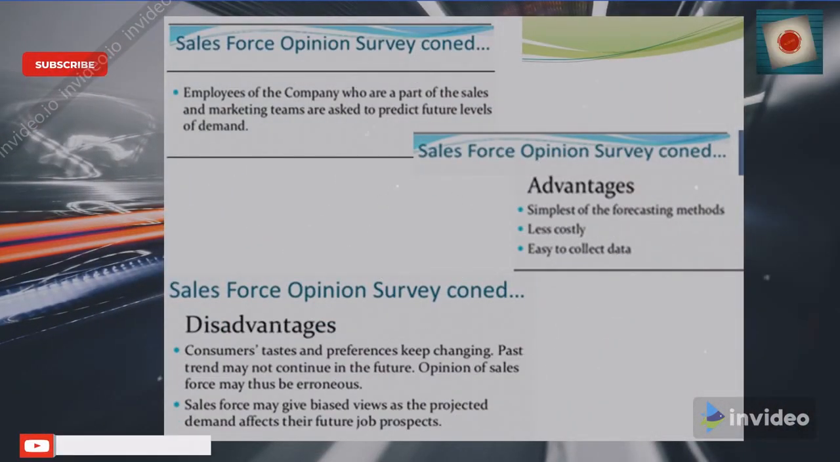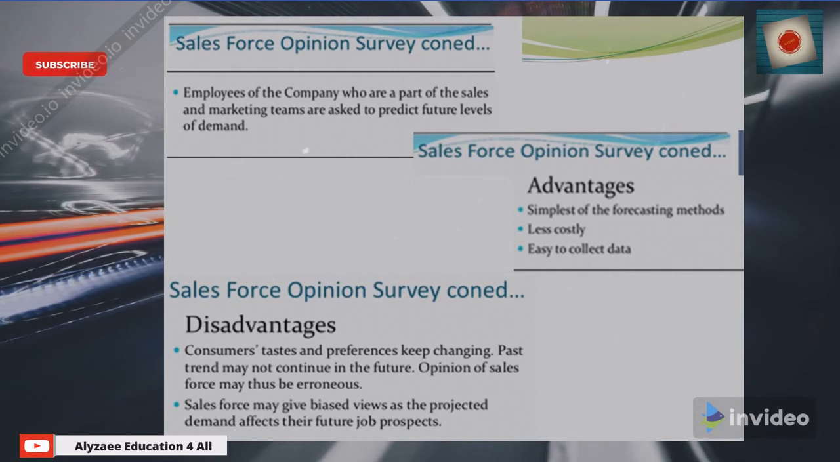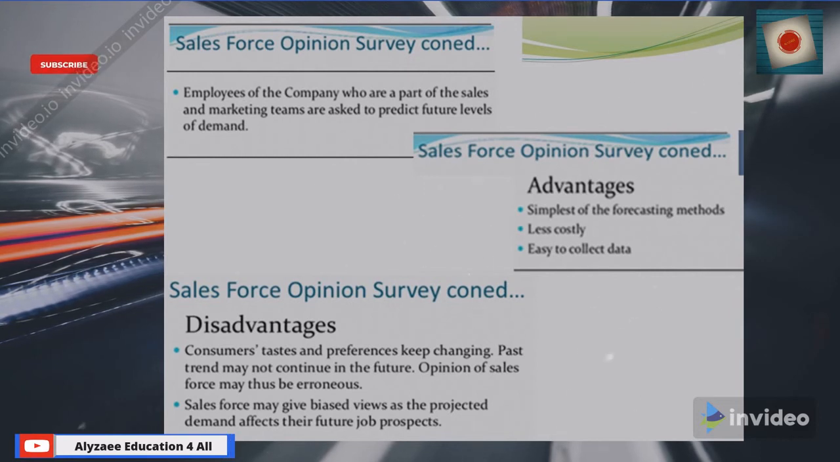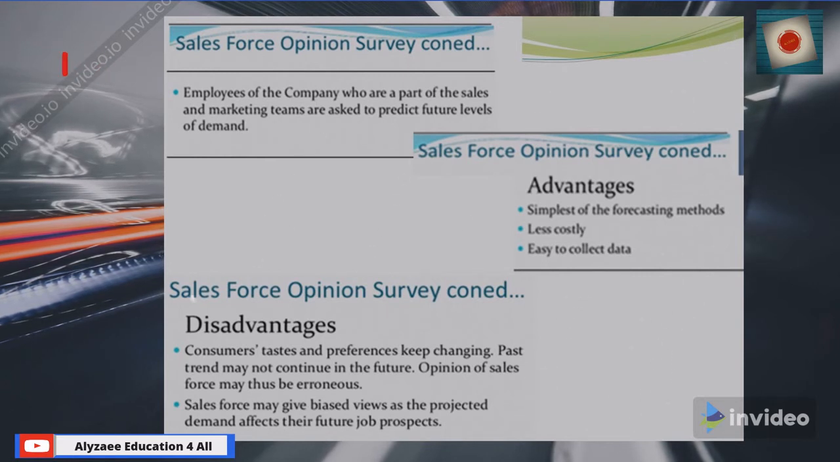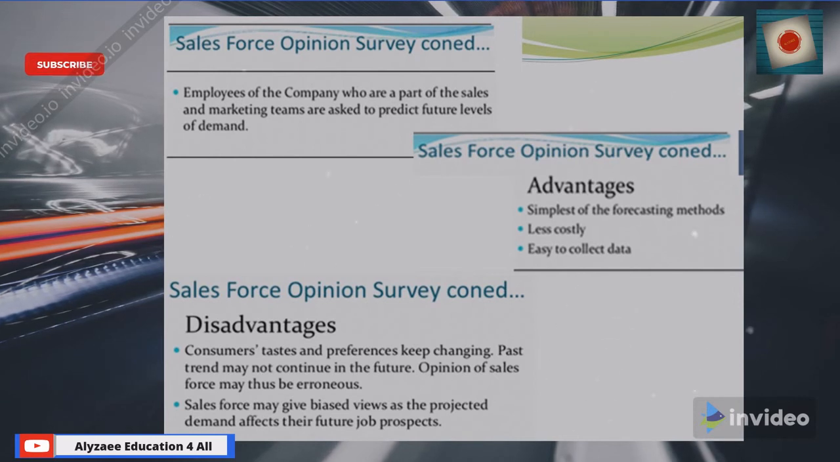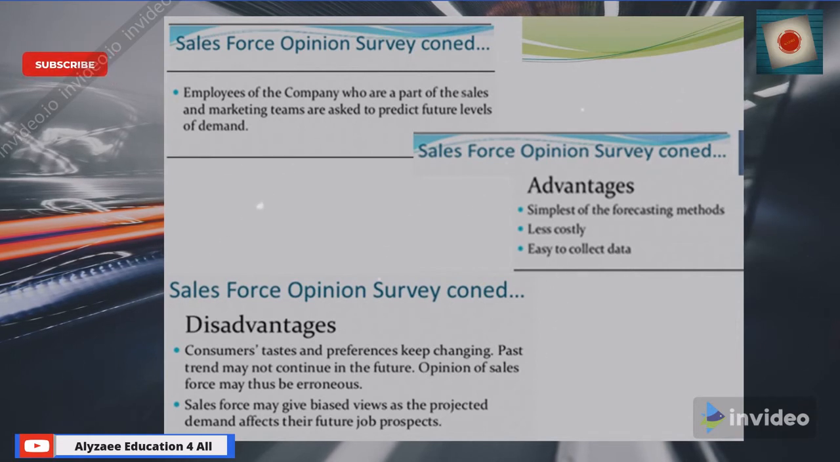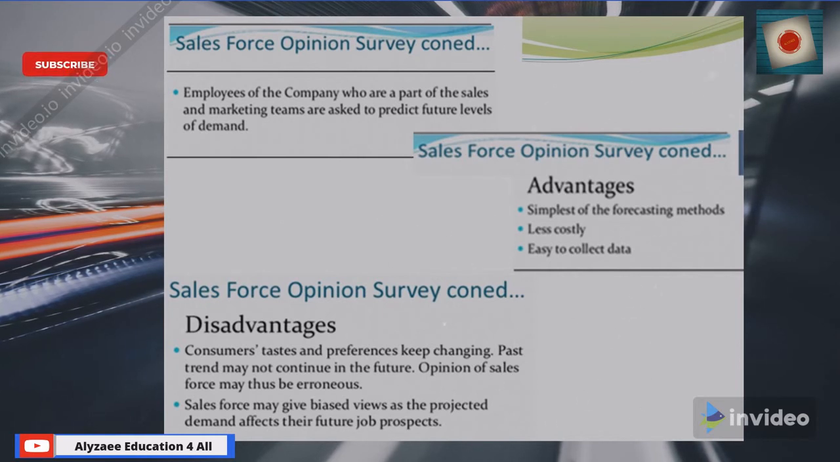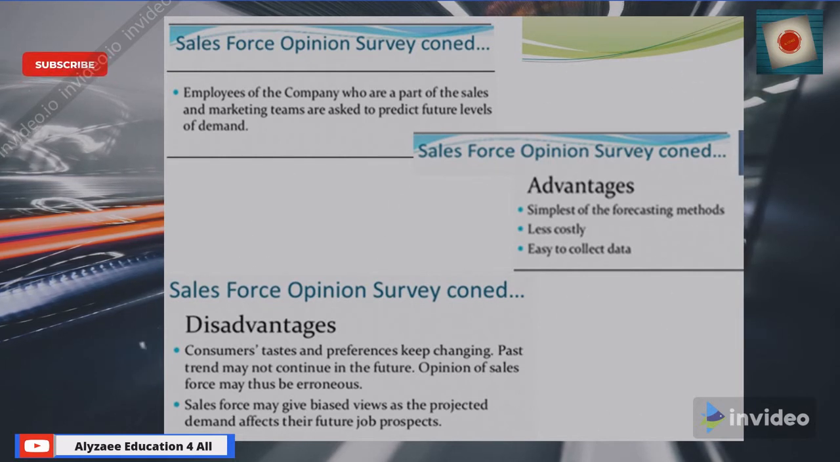In this slide, we will be discussing the Salesforce opinion survey. The employees of a company who are part of the sales and marketing team are asked to predict future levels of demand. Salesforce opinion advantages are that it is the simplest forecasting method, less costly, and easy to collect data, whereas there are disadvantages as well. Consumer tastes and preferences keep changing. Past trends may not continue in the future. Opinion of Salesforce may thus be erroneous. Salesforce may give biased views as the projected demand affects their future job prospects.